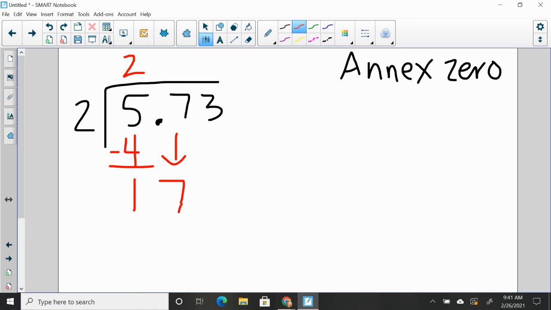How many groups of 2 can I make if I have 17? 8. Okay, so 8's going to go up here at the top. And 8 times 2 is 16. And 17 minus 16 is 1. All right, going to bring down this 3 here. Okay, so now I've got 13. And I need to divide that by 2. Well, it's odd, so I know I'm going to end up with something left over. How many groups of 2 can I make with 13?